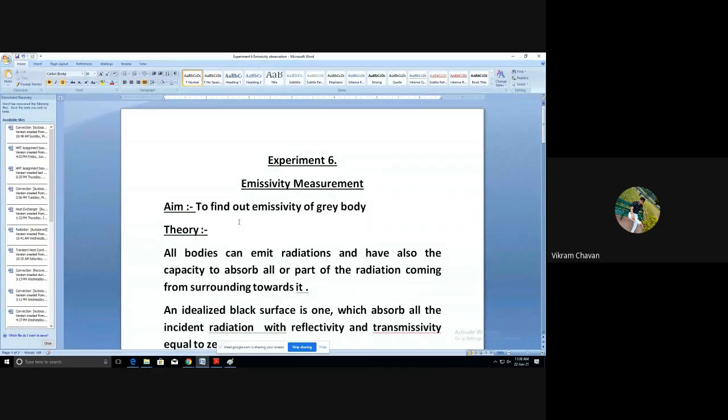And we know that all bodies emit radiation in all directions at all temperatures. If the body has a temperature greater than absolute zero, that is, greater than minus 273 degrees Celsius, then that particular body can emit radiation. So here we are going to discuss the emissivity.